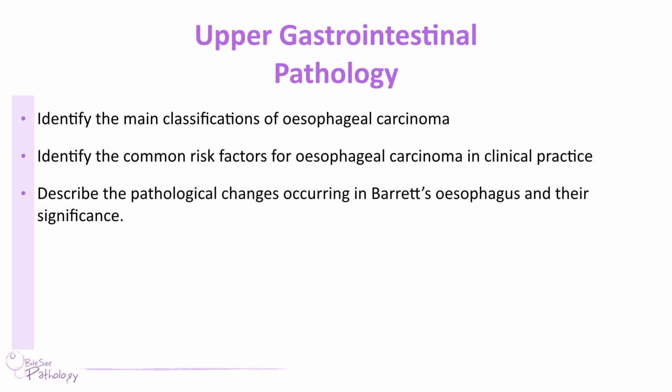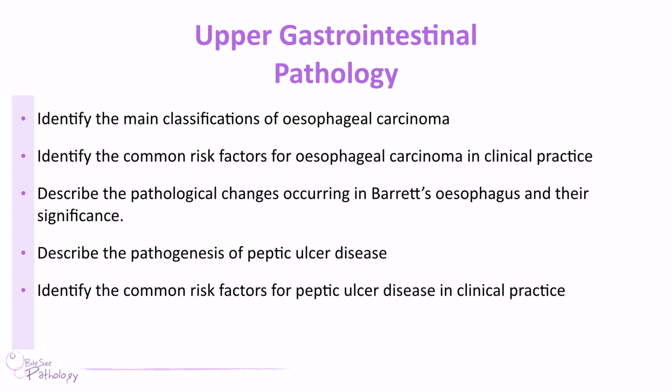We've looked at the pathological changes in Barrett's esophagus and described why they're important. And then we've described the pathogenesis of peptic ulcer disease and why you get that. We looked at the common risk factors for peptic ulcer disease. And finally, we finished off looking, albeit briefly, at the pathology of pancreatic carcinoma.